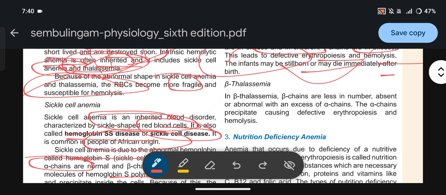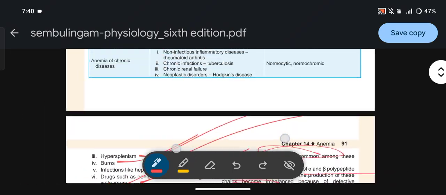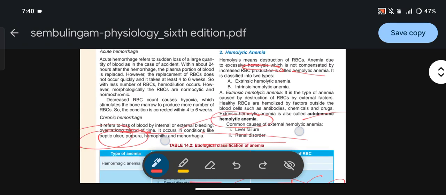Then beta thalassemia. In beta thalassemia, the beta chains are fewer in number, absent, or abnormal, with an excess of alpha chains. The alpha chains precipitate, causing defective erythropoiesis and hemolysis. So this is our today's topic. Today we have covered two types of anemia: one is hemorrhagic and one is hemolytic.